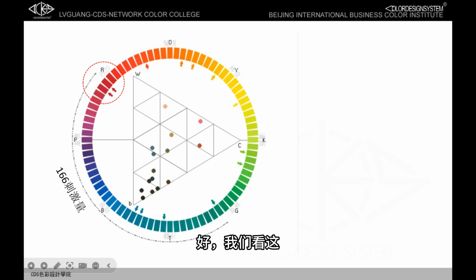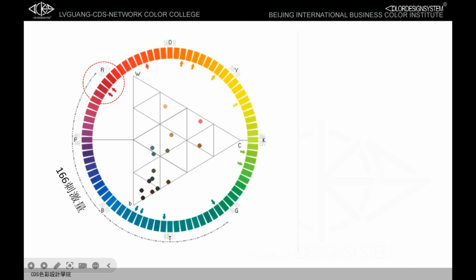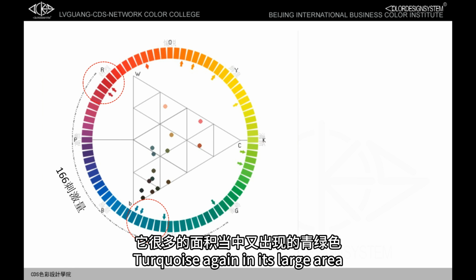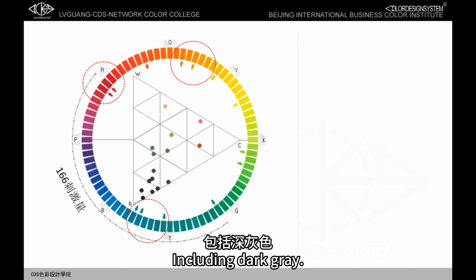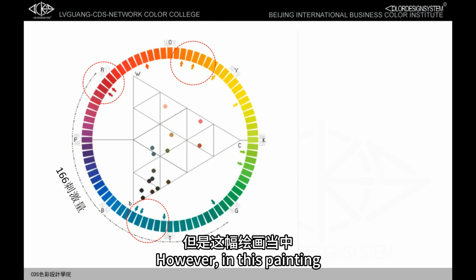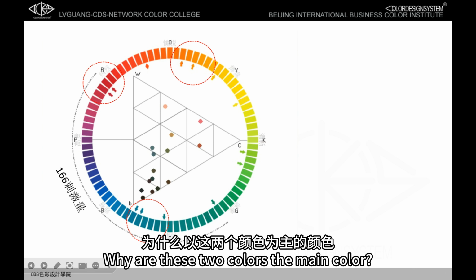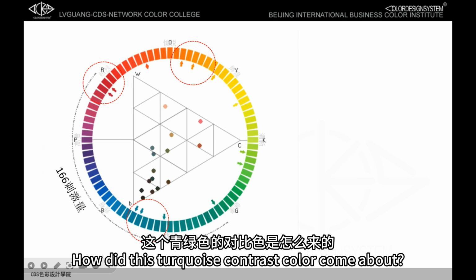Okay, here we go. Largest area. The color of the dancer's skirt just now. Hue. This is theirs. We call it the color we see. Turquoise again in its large area. There are also more background colors, including brown, including dark gray, including yellow-brown, all in this area. However, in this painting, why are these two colors the main color? Will this little cool color appear? How did this turquoise contrast color come about?